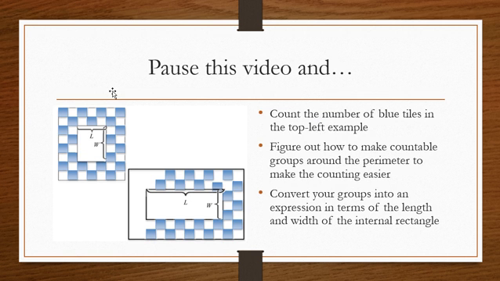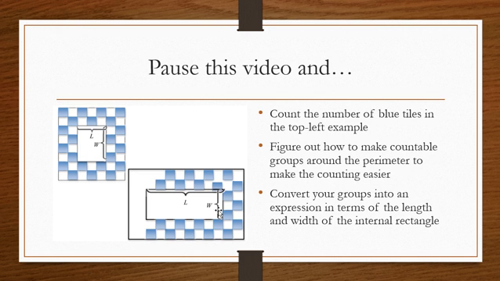So I want you to pause this video and do the following things. In the top left example, we have a length and a width that we know. And I want you to count the number of blue tiles. And just like we did for the last task, I want you to break up the pattern into easier to count chunks, like for instance, taking out the corners or the long short method. Just think about what you did in your last version and think about how you can make it work for one where you don't necessarily know that the length and the width are the same size.